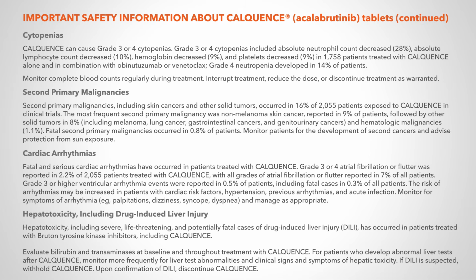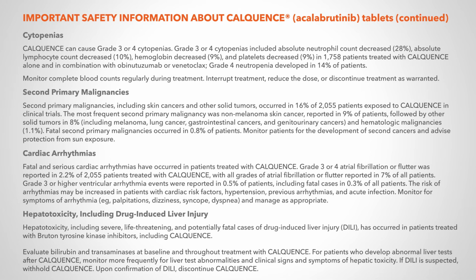Grade 3 or higher ventricular arrhythmia events were reported in 0.6% of patients, including fatal cases in 0.3% of all patients. The risk of arrhythmias may be increased in patients with cardiac risk factors, hypertension, previous arrhythmias, and acute infection. Monitor for symptoms of arrhythmia, for example, palpitations, dizziness, syncope, dyspnea, and manage as appropriate.